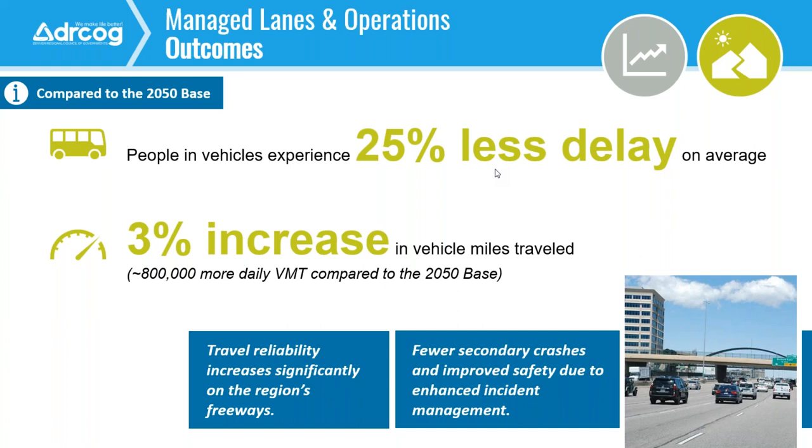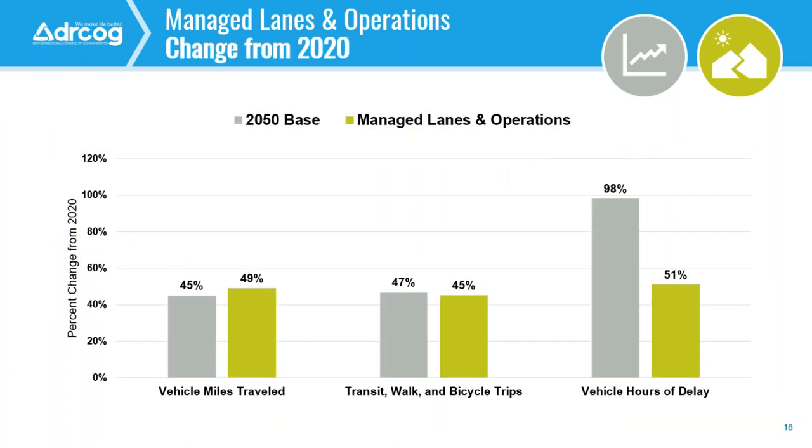And next slide. So as you can see, VMT increased a tick from where we were in the 2050 base. Transit, walk, and bike trips went down a little bit, as you might expect. But vehicle hours of delay, a significant decrease compared to where the 2050 base was. Next slide.